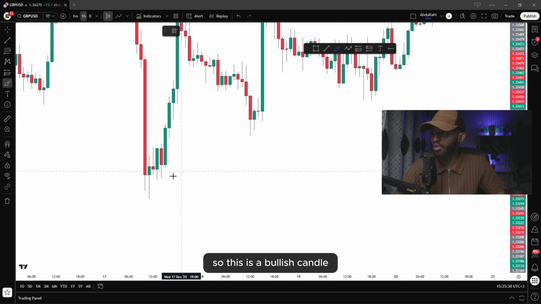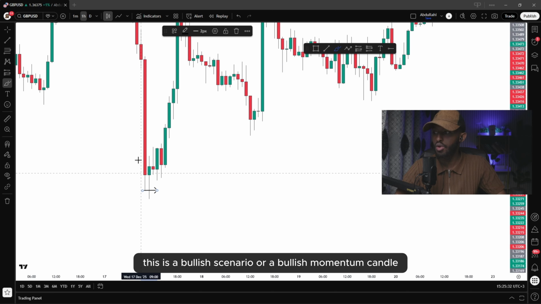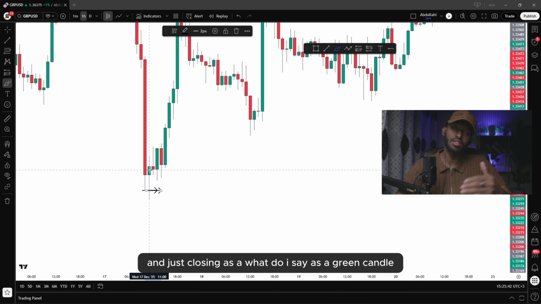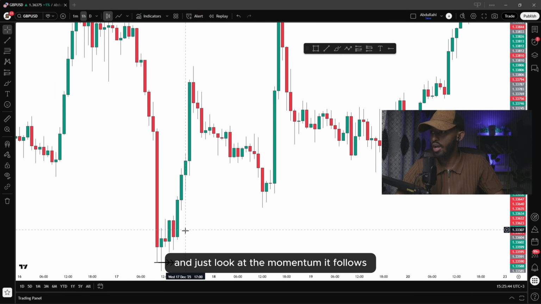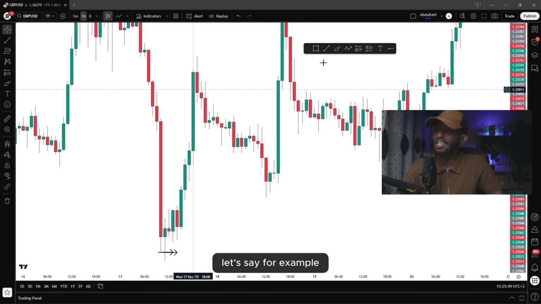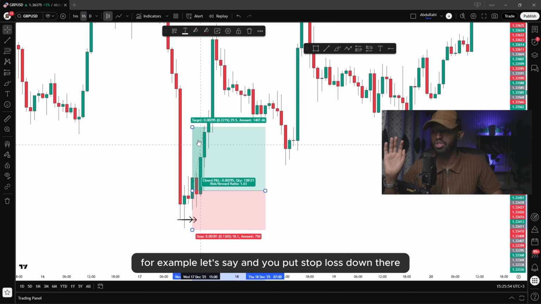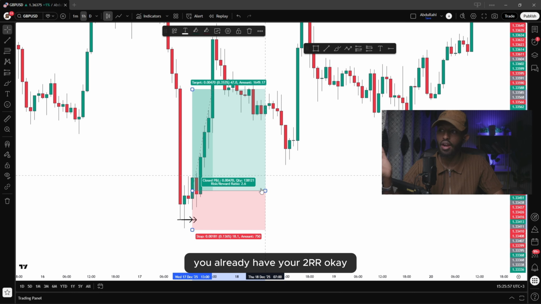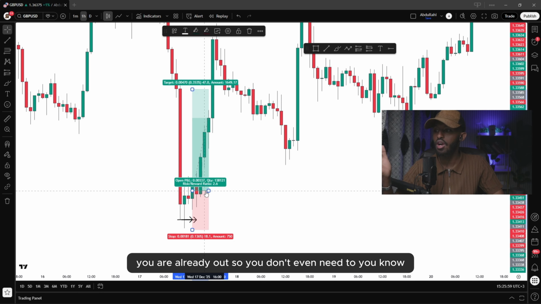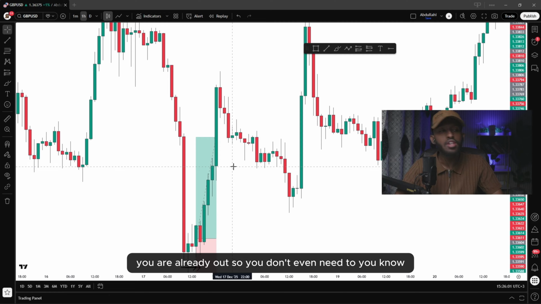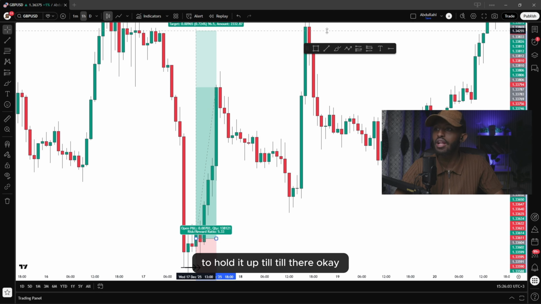So this is a bullish scenario, or a bullish momentum candle. You see a red candle, then a green candle closing below here, and just closing as a green candle, and just look at the momentum it follows. You don't even need to follow it up till here. Let's say, for example, that you took a trade here and put your stop loss down there. You already have your 2RR by the time the trade reaches here, so you are already out. You don't even need to hold it up till there.